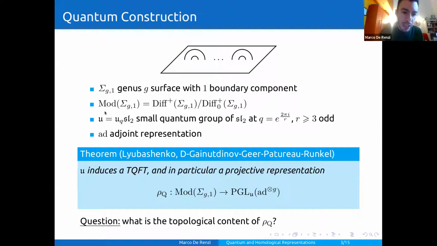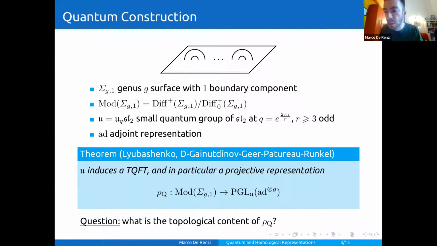And then the main algebraic ingredient I will use for quantum constructions will be denoted by lowercase u. This is short for u_q(sl2), the small quantum group of SL2 at a root of unity q, which we set equal to e to the 2 pi i over r. And r here is an odd integer greater than 3, or at least 3. I will provide a precise definition for this quantum group. For the moment, I'm just telling you that this is a rich algebraic structure.